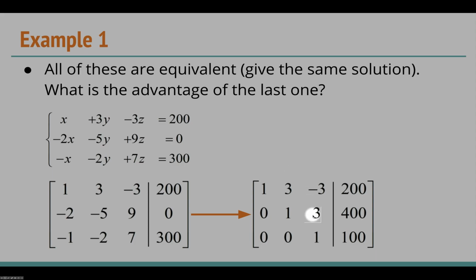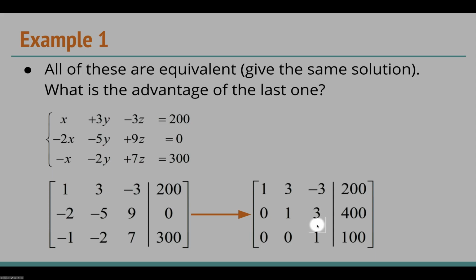But notice something. This last row tells me that 0x plus 0y plus 1z is equal to 100. In other words, 1z, or z, is equal to 100. And therefore, I actually know part of my solution. I know that z is 100. Now think about this for a moment. If I know that z is 100, then I can substitute that value up into this equation right above it that says that 1y plus 3z is equal to 400. But if I know that z is 100, then 3 times z would be 3 times 100.